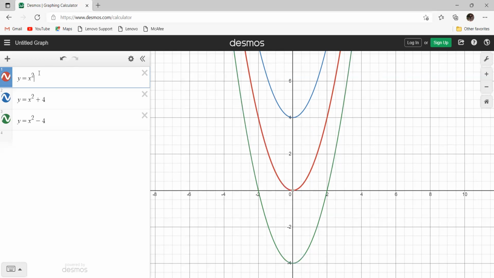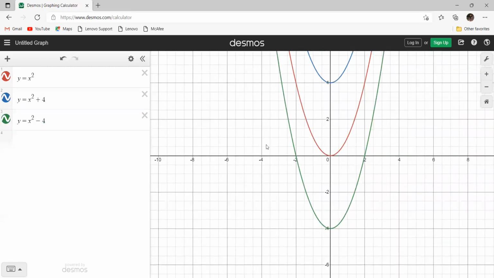Here you have your parent function, quadratic function, x squared. Now you're adding 4 to the y value. You're not changing x. You're subtracting 4 from the y value. This is your y value, x squared. You're adding 4 to your y value. You're subtracting 4 from your y value. And we see vertical shifts in our graph.